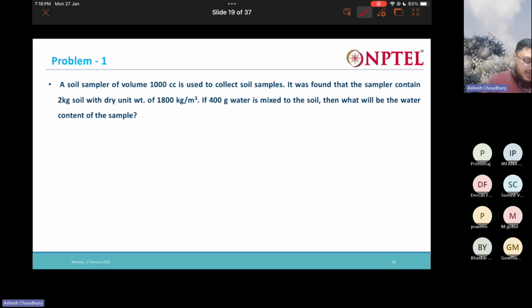So the question is, soil sampler of volume 1000 cc, means the volume of the sampler is 1000 cc. You are saying it's how much? Okay, let us see. We'll solve it. 11.11, you are saying the water content. Okay, let us see.